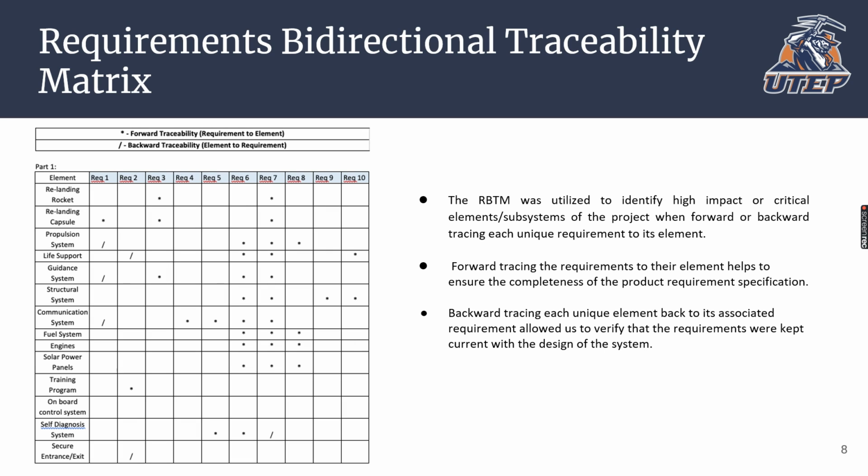On the other hand, backward tracing each unique element back to its associated requirement will allow to verify that the requirements were kept current with the design of the system, ensuring that the scope of the project did not expand by adding elements that were not there initially. And also, backward tracing will help us trace back to defects in the design requirements.